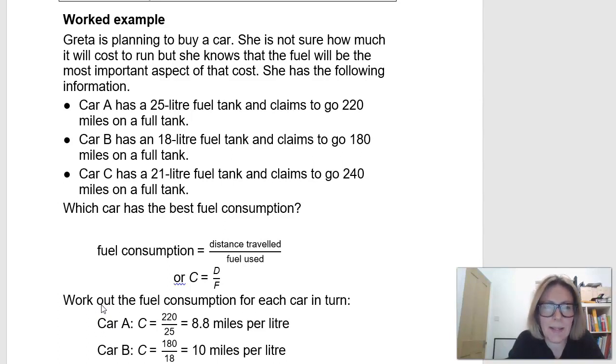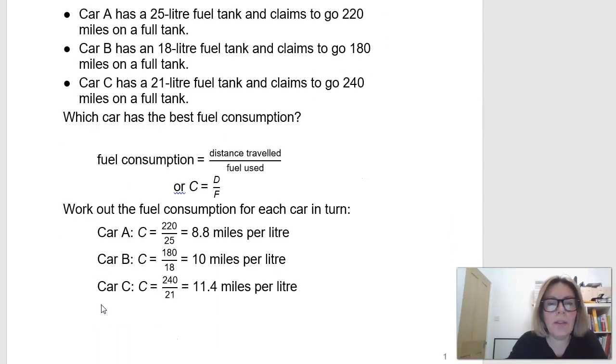So car A has got a 25 litre fuel tank and goes 220 miles. Car B has got an 18 litre fuel tank and can go 180 miles. Car C has got a 21 litre fuel tank and can go 240 miles. So which car has got the best fuel consumption? Well, in an exam, they wouldn't expect you to know the formula for fuel consumption.